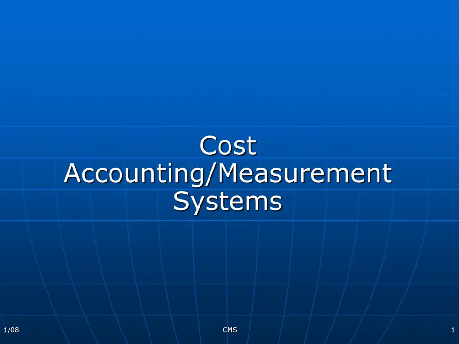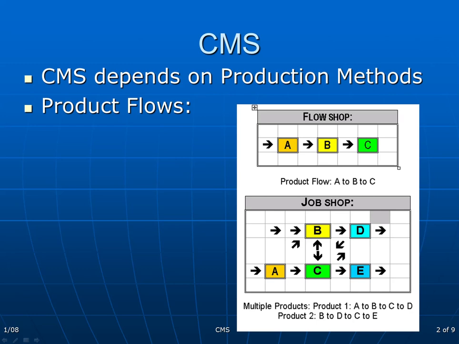Welcome. In this video, we're going to discuss cost measurement systems, the topic that we'll be talking about in the next couple of chapters. Cost measurement systems are determined by the production technology, which is determined by the product flow. The two extremes are a job shop, which utilizes a job costing system, which we'll discuss in Chapter 4. And the other extreme is a flow shop, which utilizes process costing, which we will discuss in Chapter 5.